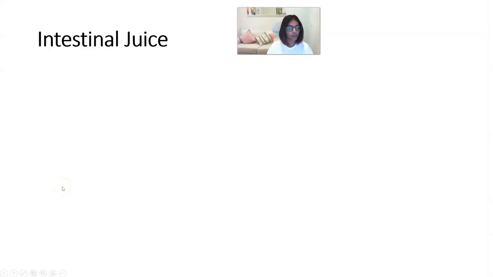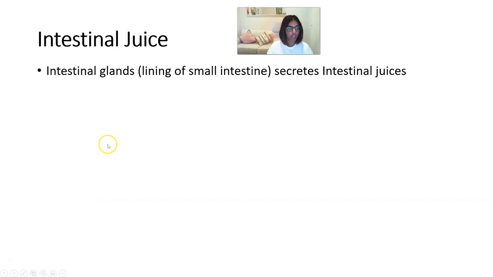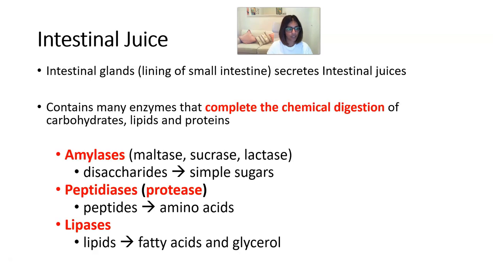In addition to secretions from the pancreas, the intestinal glands, which is the lining of the small intestine, will secrete intestinal juices. Now, these intestinal juices will complete the chemical digestion of all the foods that we have eaten. So that is to say, they will completely digest carbohydrates, lipids and proteins. The intestinal juices will secrete a collection of enzymes called amylases, and these intestinal amylases will break down the disaccharide molecules such as maltose and sucrose into very simple monomer sugars such as glucose and fructose.